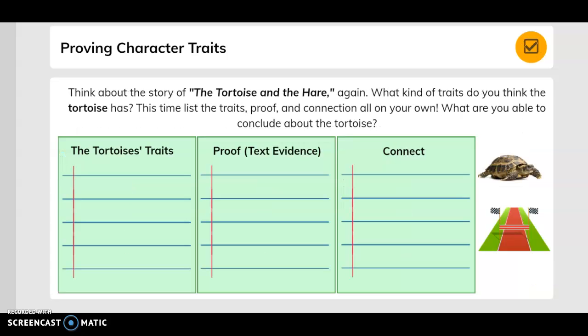Think about the story of the tortoise and the hare again. What kind of traits do you think the tortoise has? This time, list the traits, proof, and connection on your own.